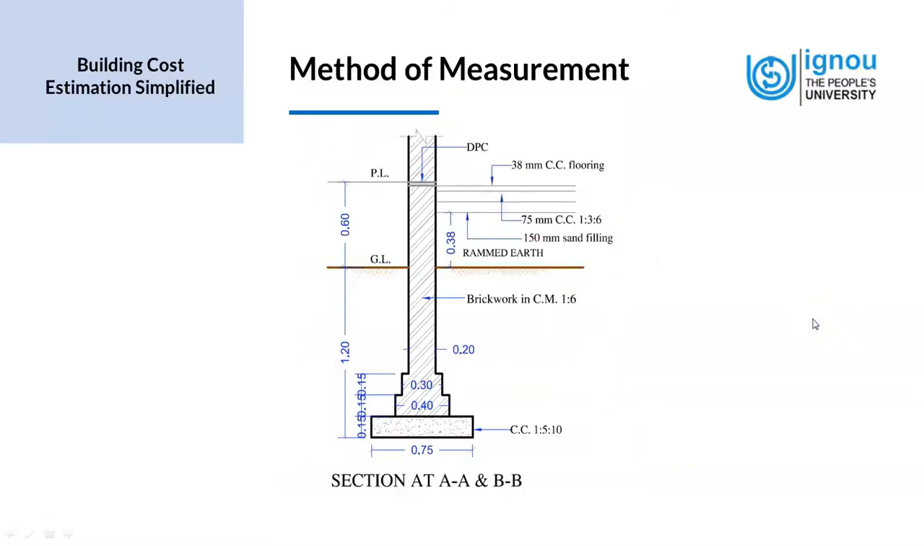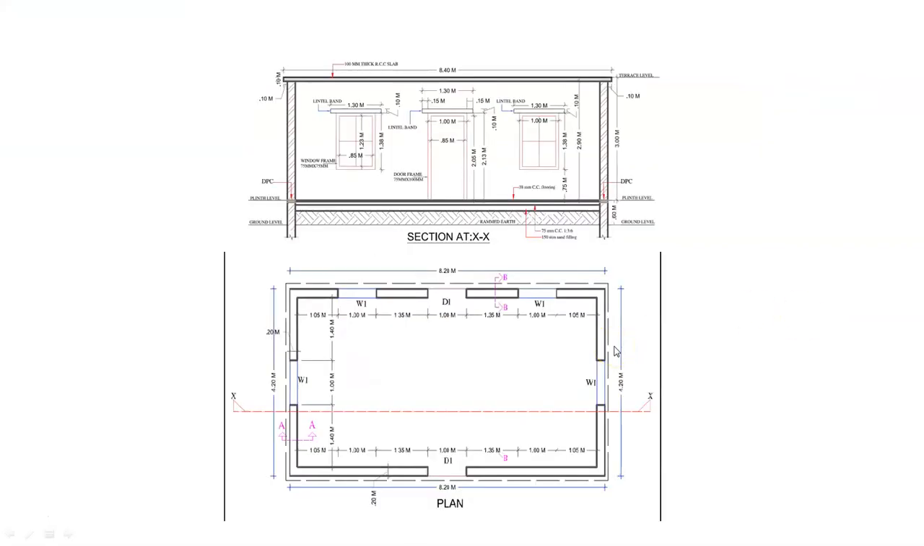Okay, now we have the section at AA and BB. Let's go back and see where AA and BB are. So this is AA and BB. It's a typical section, which means this is uniform around the building.